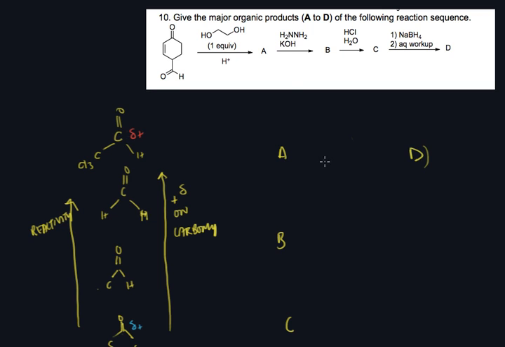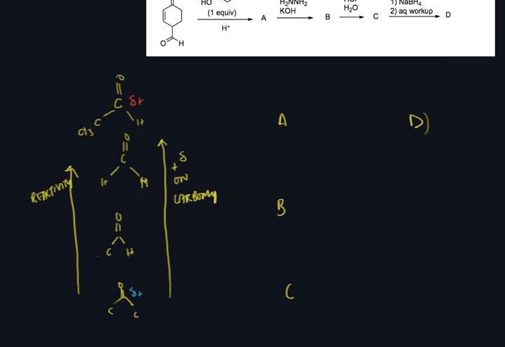Alright, we're going to finish up this SI worksheet with 10 through 11. So number 10, give the major organic products A through D of the following reaction sequence. I want to highlight something before I start this problem. These diols are added to aldehydes or ketones as protecting groups, but there's some selectivity to how they add.